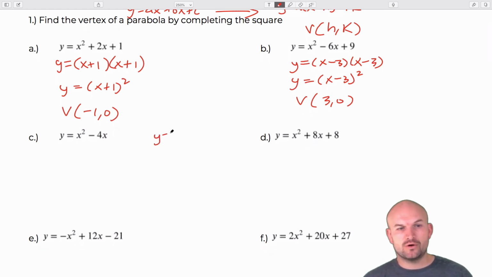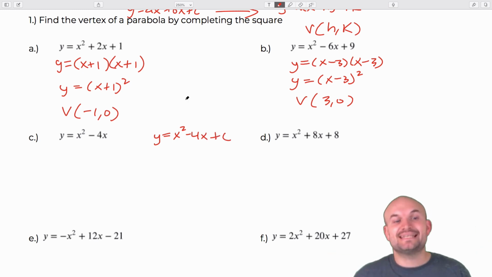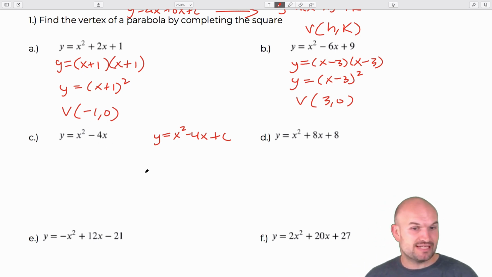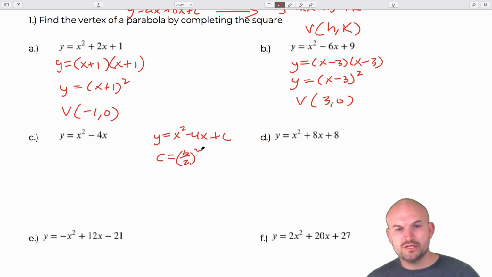So a lot of times we'll say, what number, x squared minus 4x plus c, what number could I add that would create this to be a perfect square trinomial? And there's an easy way to do this. c is going to be b divided by 2 squared.